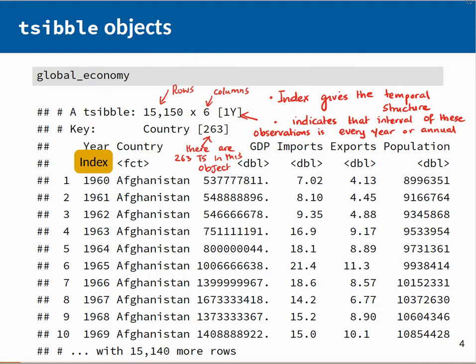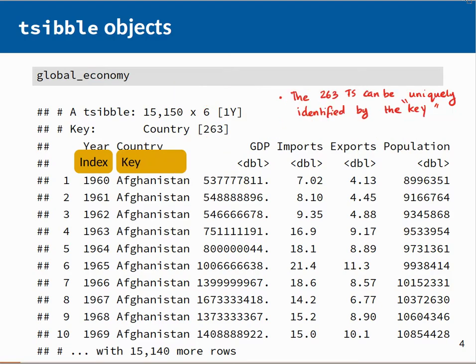Okay, so the year column, which is our time column, or the column that is giving us our temporal structure, is going to be our index. This is an argument that you will have to specify in TS symbol, and you'll see that very soon. You will also have some keys, and these keys help us identify these 263 time series uniquely.